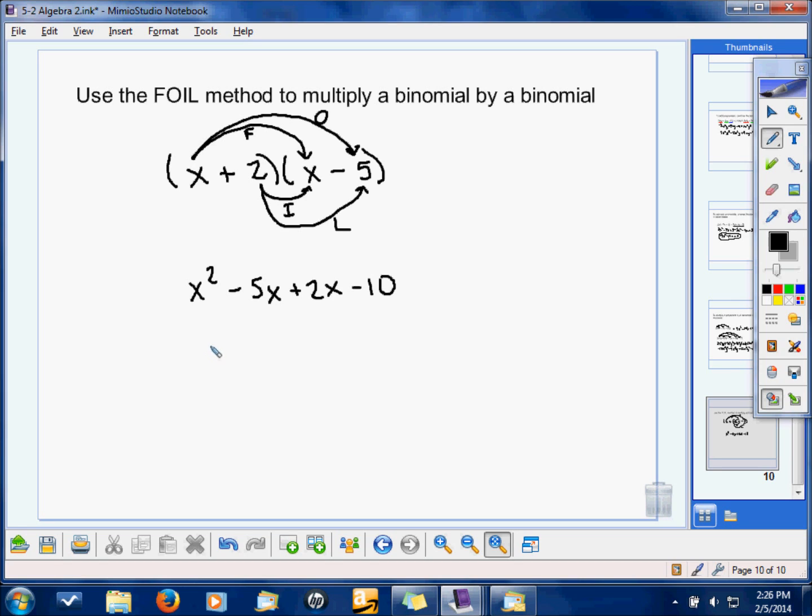Okay, here we go. X squared minus 5x plus 2x minus 10. We combine these middle terms. They're both like terms. And we get x squared minus 3x minus 10. And then this is the final answer. Sometimes you'll use the FOIL method, multiply binomials, and you'll get a trinomial for an answer.